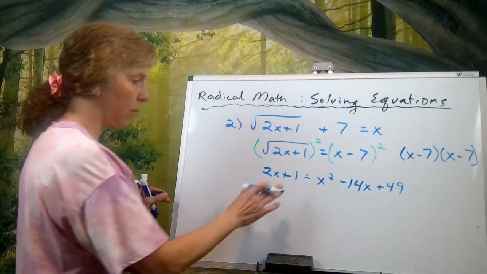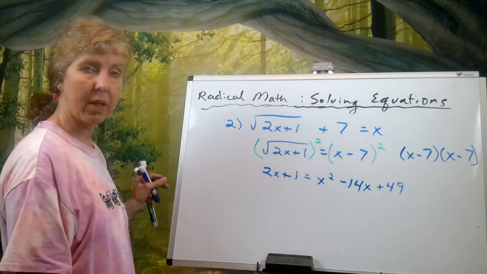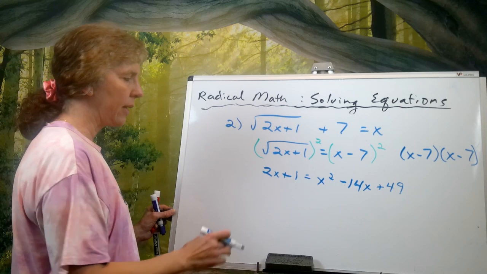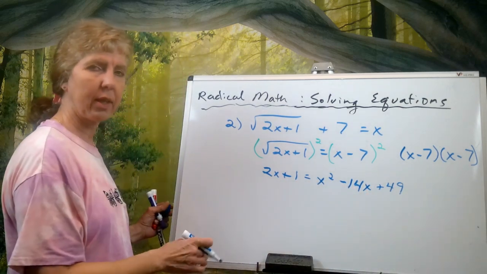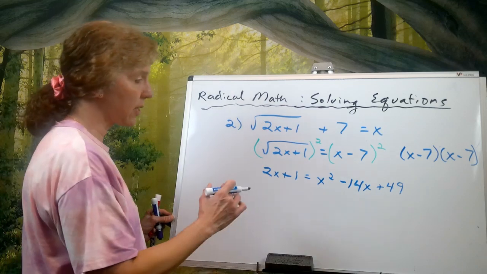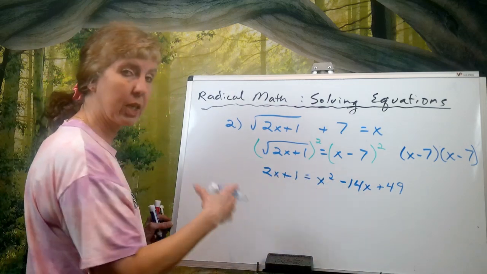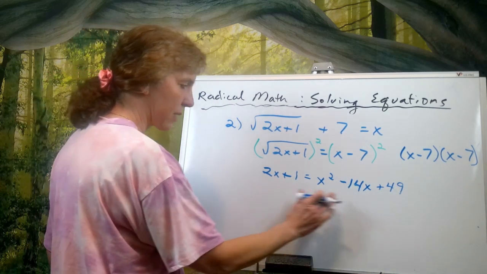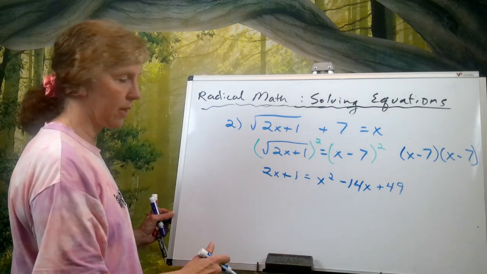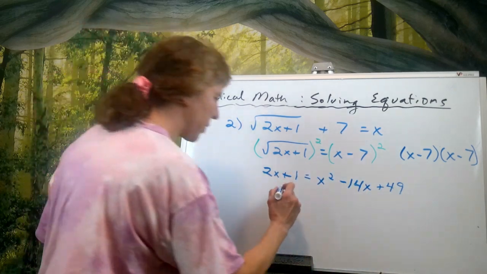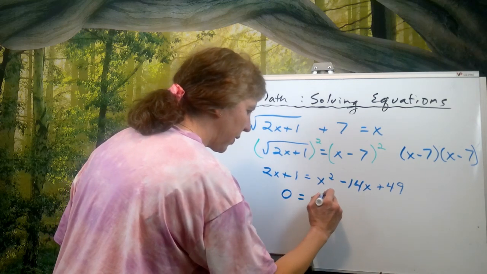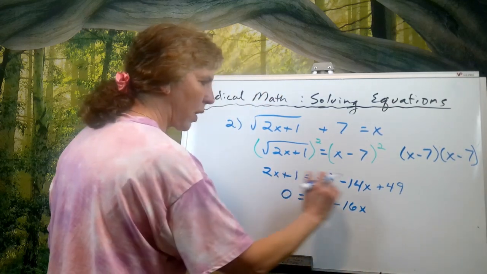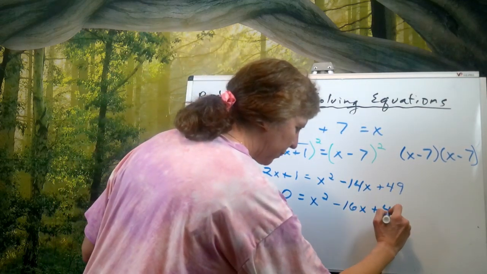All right, now I'm going to get everything on one side so that I can solve it. This will be a quadratic, so I'll probably have to factor it or use the quadratic formula. Now, some of you like to move everything onto the left-hand side. That's fine too. It's just I like my leading coefficient and my leading term to be positive. It's a personal thing. So I'm going to subtract 2x and 1 on both sides in order to keep this guy positive. So then I'll have 0 on this side. I have x squared. Subtracting 2x gives me negative 16x. Subtracting the 1 is plus 48.